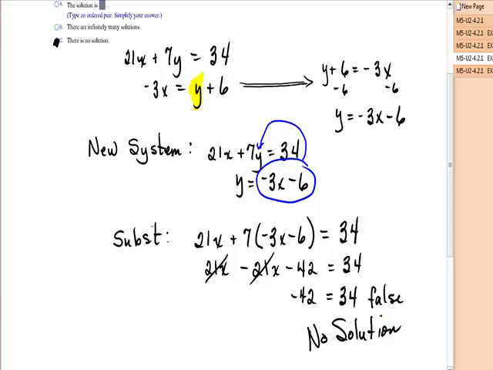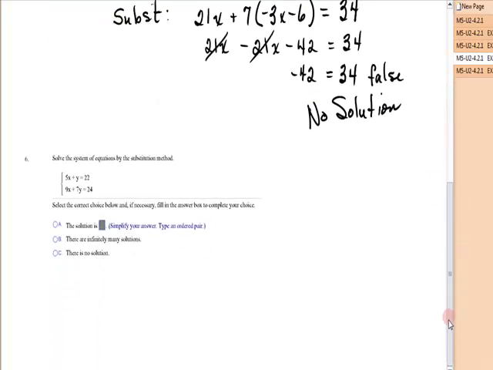Okay, that's the algebraic indicator of parallel lines. Let's look at another one. This time I have 5x plus y is equal to 22, and 9x plus 7y is equal to 24. As you look at it, can you see which variable looks the easiest to isolate? I hope you're looking at this y.